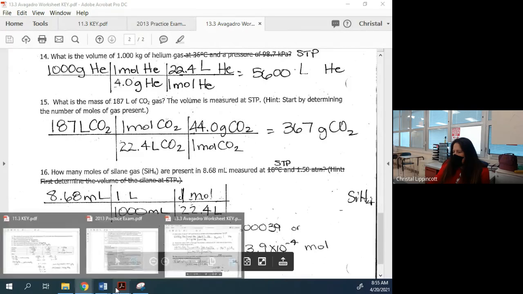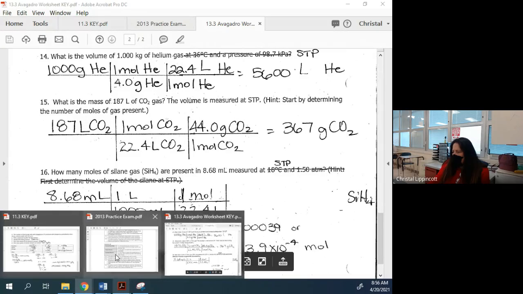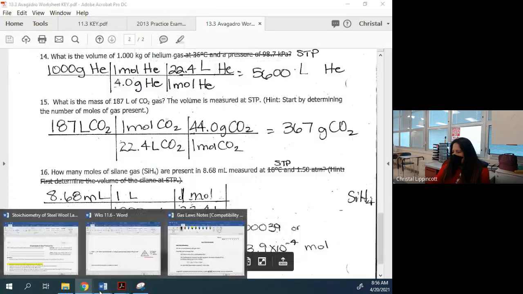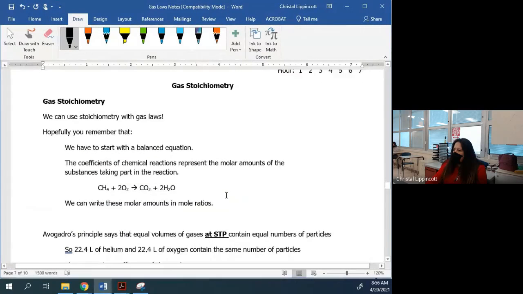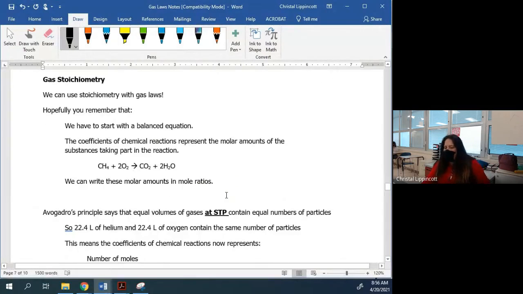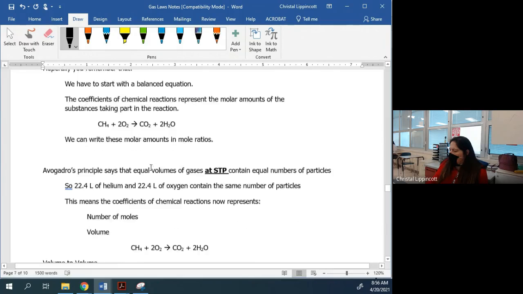All right, so moving on, we are going to move over to our notes here. Okay, so we're going to start a section called gas stoichiometry. This is going to take stoichiometry from chapter 11 and combine it with our ideal gas law from this chapter. So you remember how we used stoichiometry where we had our clouds and that sort of thing.